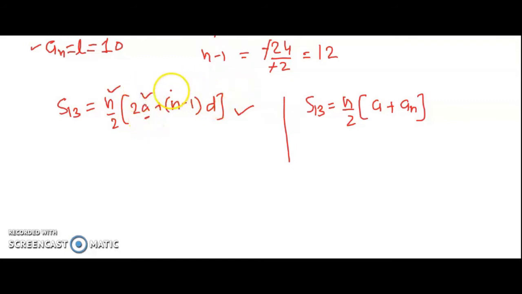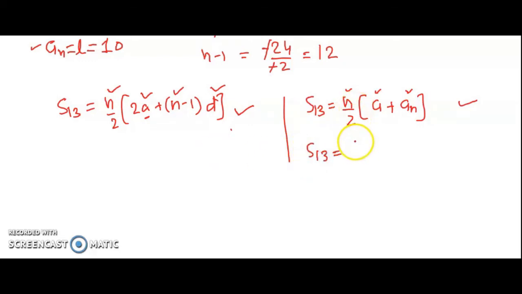Value of a is also given. n is given. Common difference d is given. So we can find out the answer by this first method, first formula. Or we can use the second formula also. Here we know the value of n, we know the value of a, and we also know the value of an. So we can use whatever formula we like.